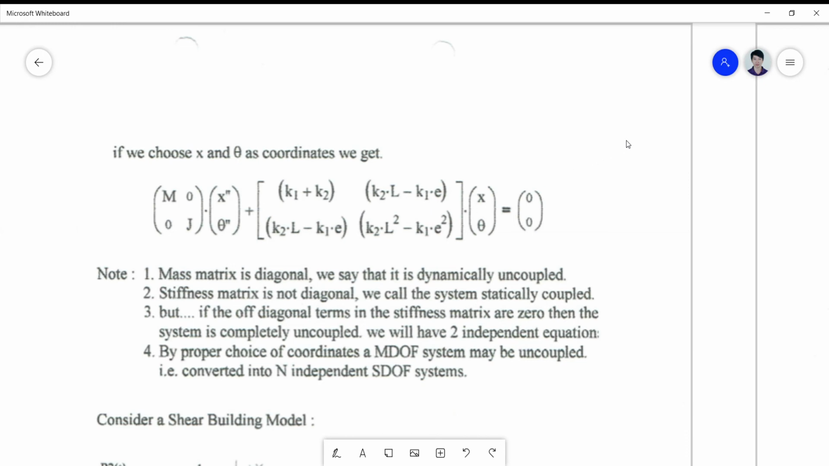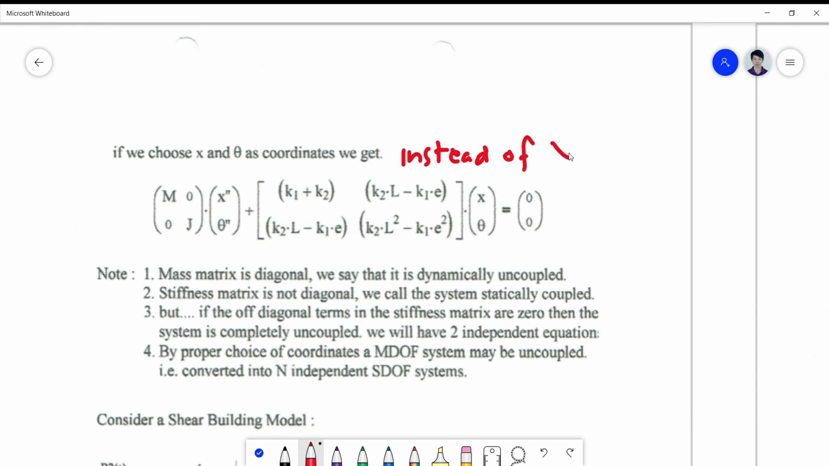as our coordinate system instead, so this is x and theta instead of x1 and theta. Okay, so we now choose x and theta as your coordinate. This is the one that we will be arriving at. Okay, this is not simpler than the other one, but take note of the following.